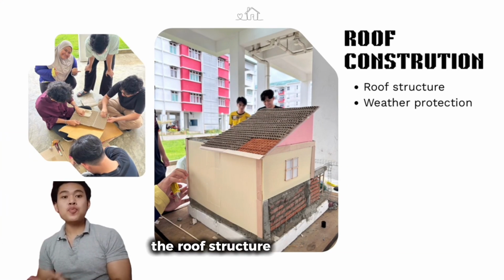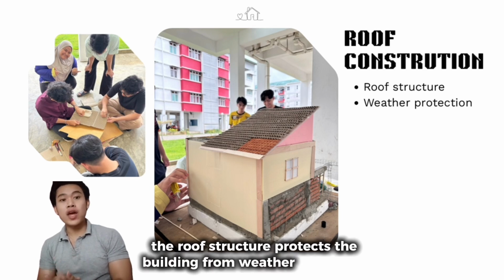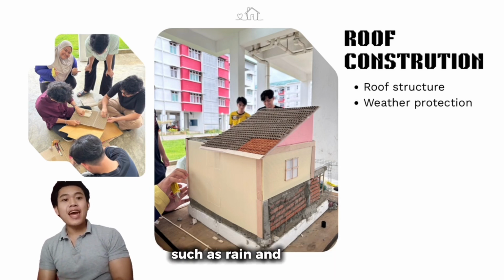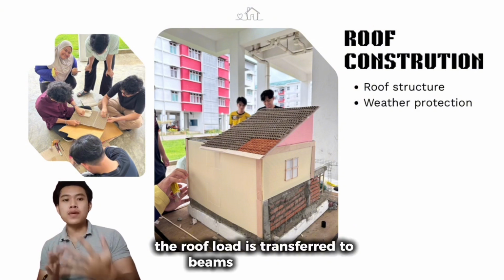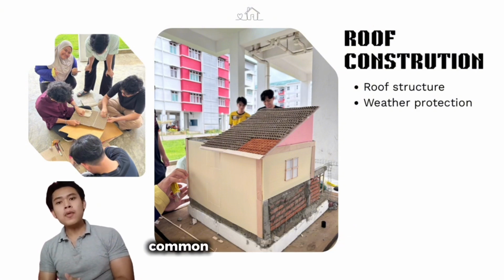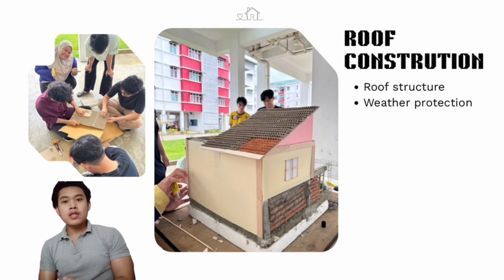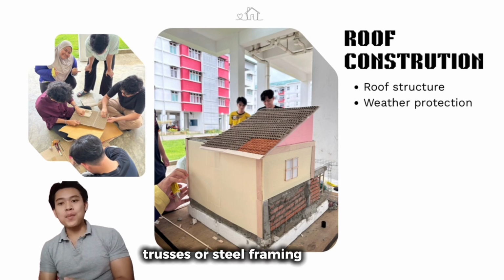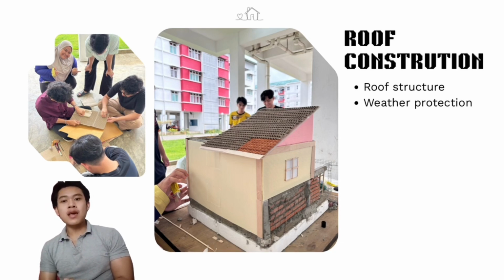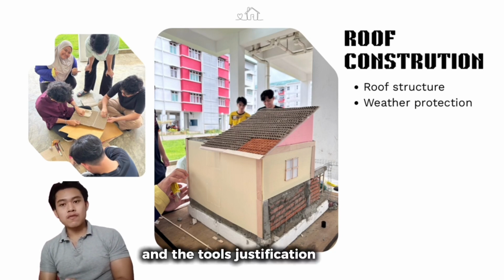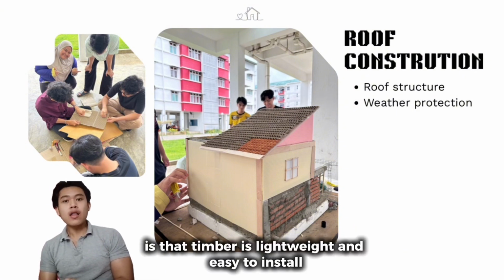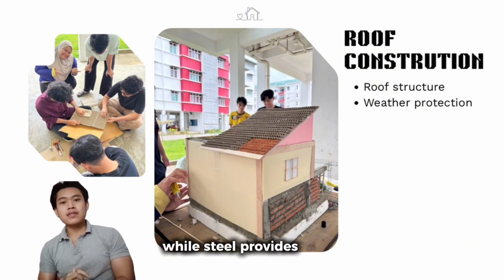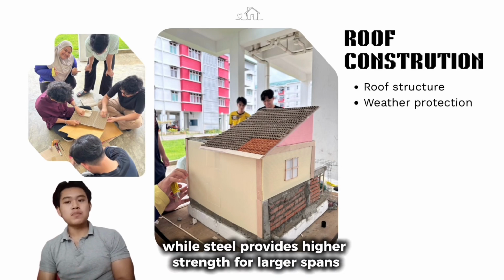The roof structure protects the building from weather conditions such as rain and sunlight. The roof load is transferred to beams and columns. Common roof structures include timber, trusses, or steel framing. For materials and tools justification, timber is lightweight and easy to install, while steel provides higher strength for larger spans.